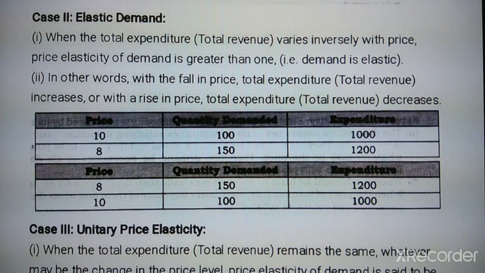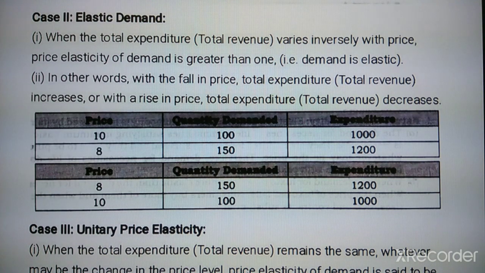Now next comes elastic demand, right? Here, the total expenditure varies inversely with price, and price elasticity of demand is greater than 1. Inversely means, here if you see, when the price is 10, the demand is 100, right? So total expenditure is 100 into 10, that is 1000. Now when the price has come down and the quantity demanded has increased from 100 to 150, how much is the total expenditure? 1200, right? So here when price is decreasing, expenditure is increasing. So there is an inverse relation between expenditure and price.